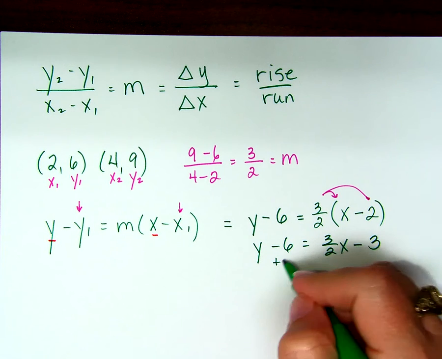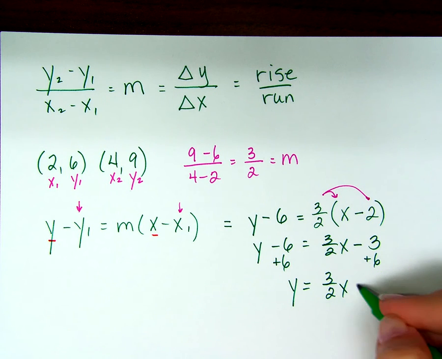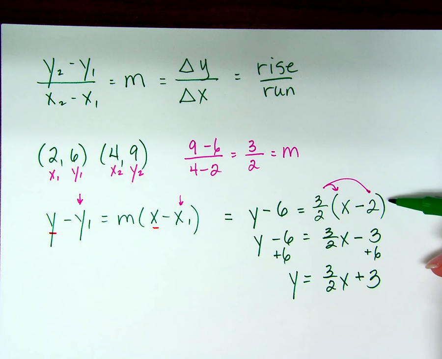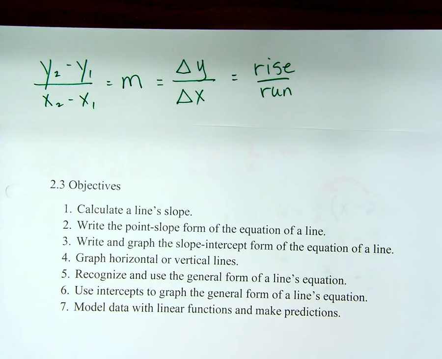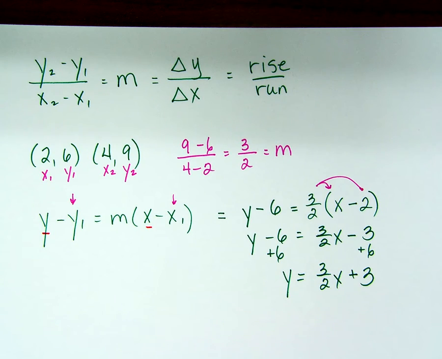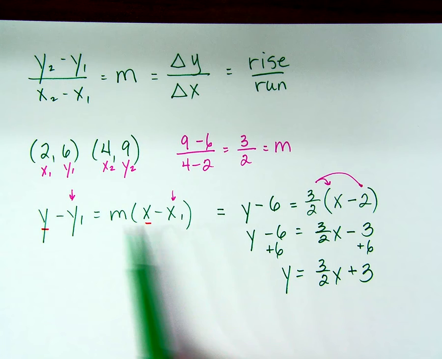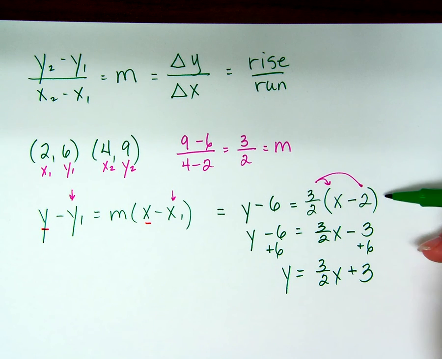And then if I add 6 to both sides to solve for the y by itself, do you see what I mean? Now it's actually in slope-intercept form. Starting with point-slope form and simplifying it gets you into slope-intercept form. And in fact, it says write and graph the slope-intercept form of an equation of a line. Okay? So using point slope is one way to get us from 2 points to the equation in slope-intercept form by starting with point-slope form and simplifying it down to slope-intercept.